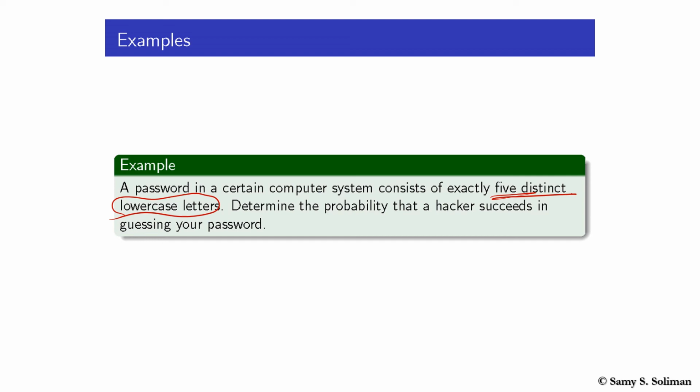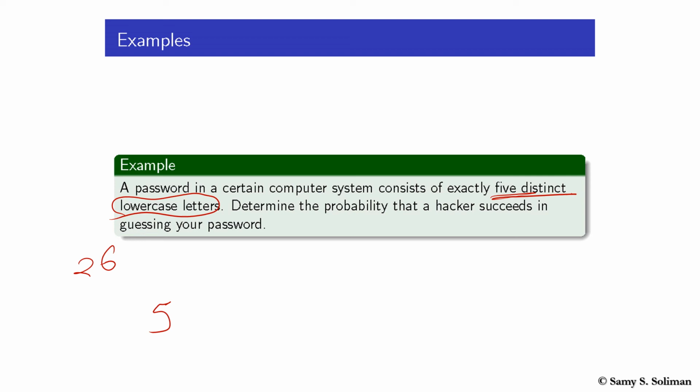Let's think of it together. Yes, exactly. So we have 26 letters, from which we want to choose 5 letters. So these are 5 distinct letters. Will the order make a difference here? It was not specified explicitly in the problem, but will the order make any difference here? Definitely it will make a difference, because we are talking about a computer system password.